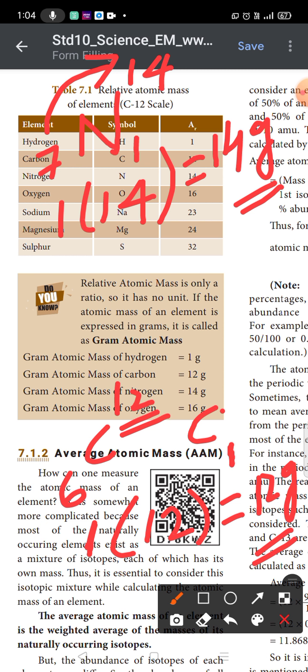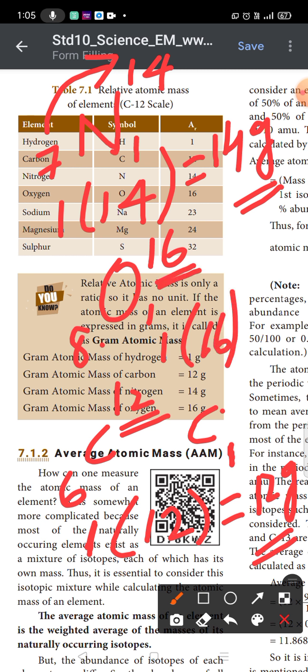The next one is oxygen. Oxygen is the 8th atomic number and the atomic mass will be 16. If we double this value, we will get 16. So, how many atoms are there? Only one atom, because no number has been mentioned down in the subscript. So, the number of atoms is 1 and the mass number is 16. So, we will get 16 gram. This 16 gram is the gram atomic mass of oxygen.